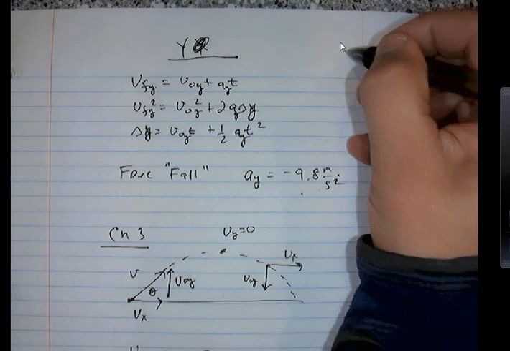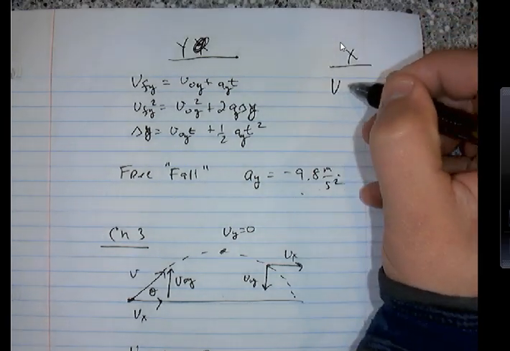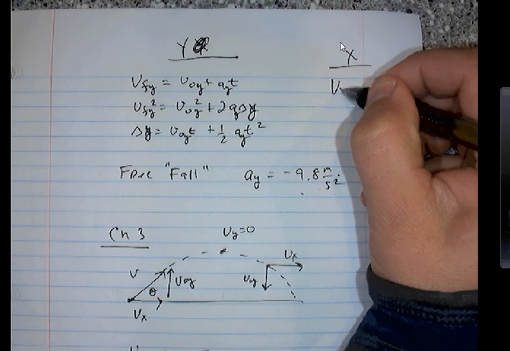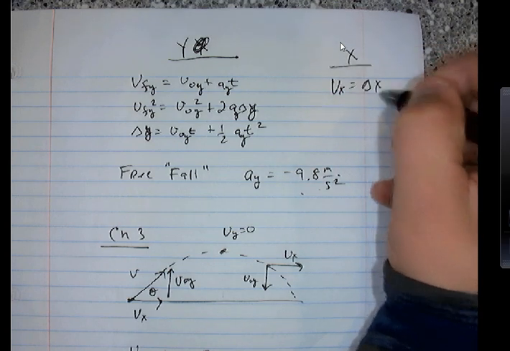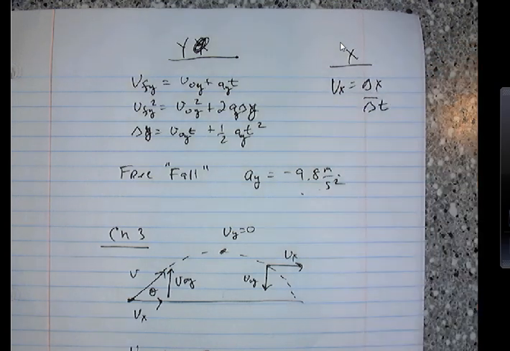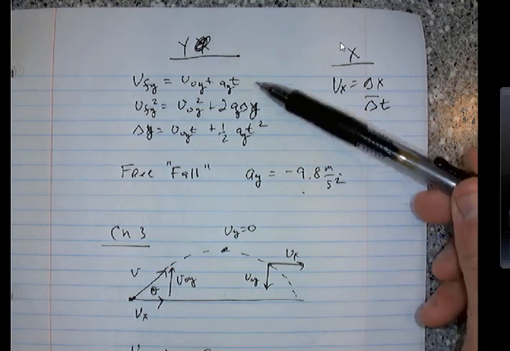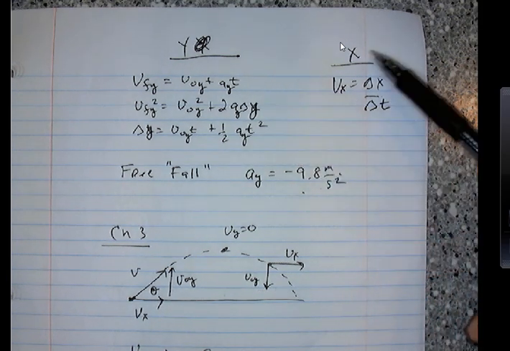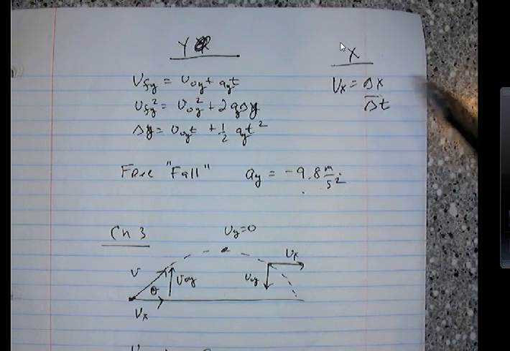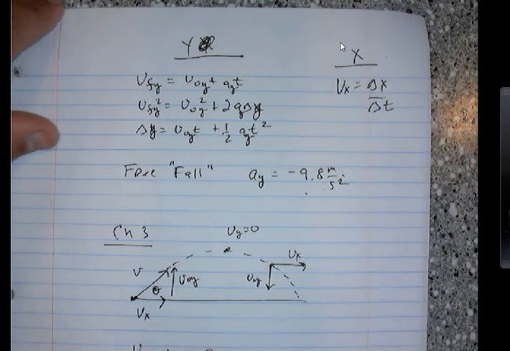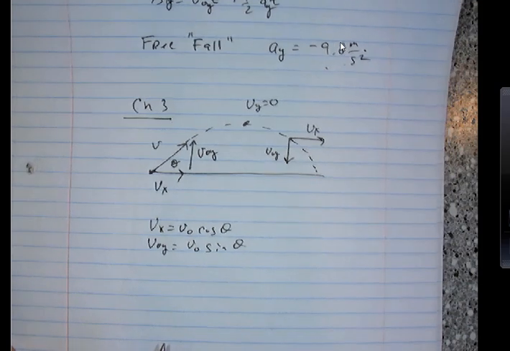In the x direction, the only thing that you have is this: x velocity, delta x over delta t. Okay, so here's a nice picture that goes along with it. Y direction, you have all the kinematics equations. X direction, we really only have this. Here's how you break vectors into components for this situation.